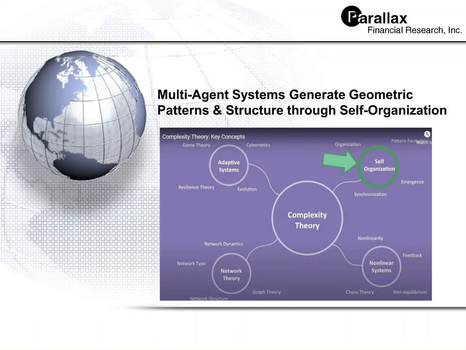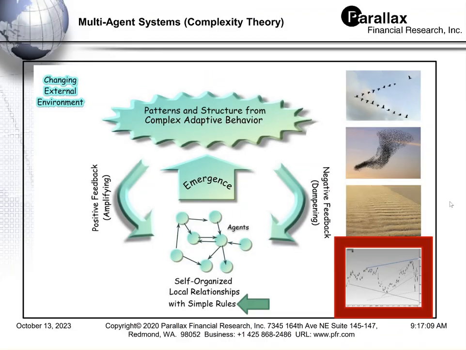This section we're going to talk about pattern creation. It's our contention these multi-agent systems generate geometric patterns and structure through self-organization. And what we've done is to identify geometry. Here's the basic idea, complexity theory in a nutshell. A multi-agent system of investment agents, through positive and negative feedback, tends to create emergence of geometric patterns and structure.